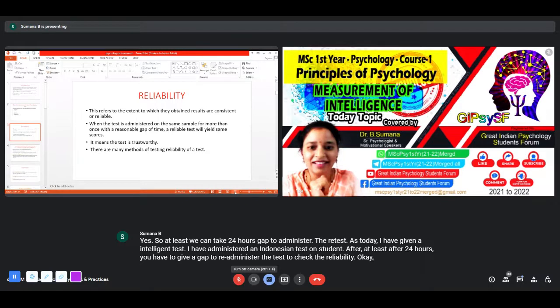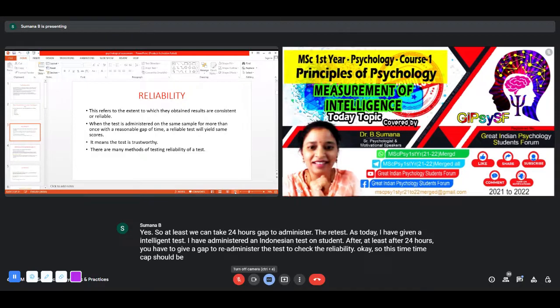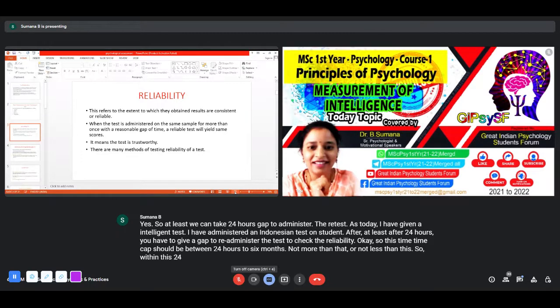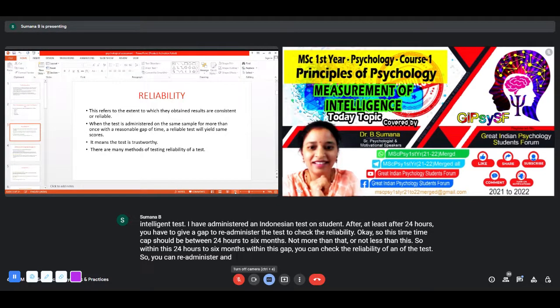Okay, so this time gap should be between 24 hours to 6 months, not more than that or not less than this. Clear? So within this 24 hours to 6 months, within this gap, you can check the reliability of the test. So you can re-administer and check the reliability.